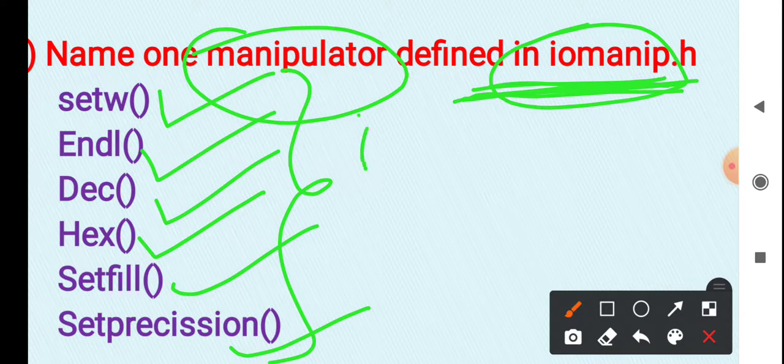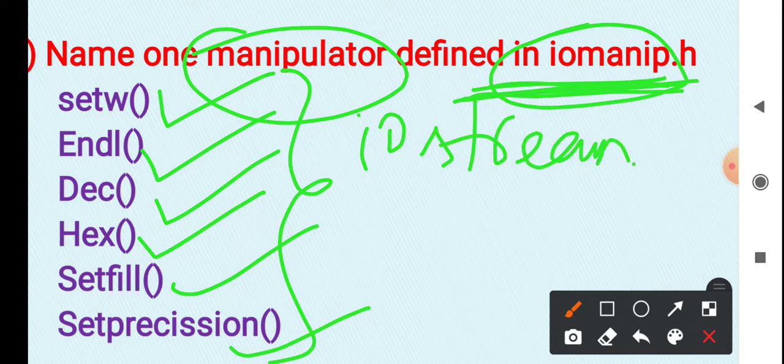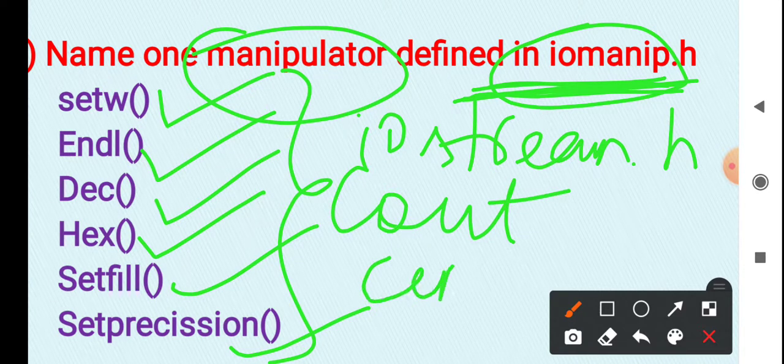Similarly, iostream.h will have which functions, like cout and cin. These are the things which will be present in iostream.h.